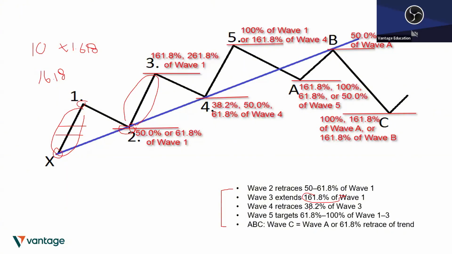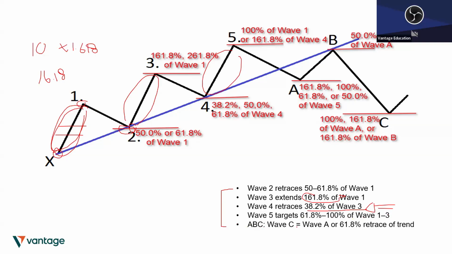Okay, wave 4 retraces 48.2% of wave 3. Okay, these are the common levels, but doesn't happen all the time. These are the common levels. Wave 5 targets 61.8% or 100% of wave 1 to wave 3. So wave 5 is usually 1-to-1 of wave 1. Usually. Again, not all the time, but most of the time.